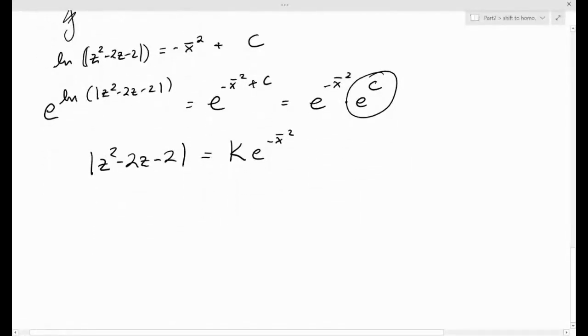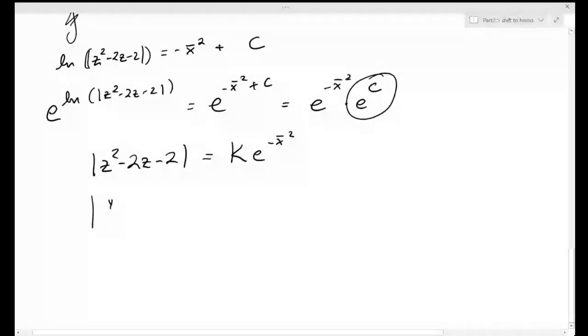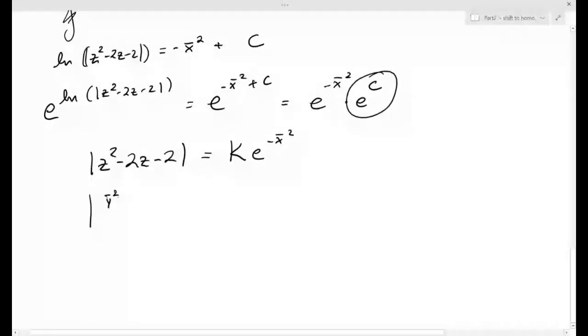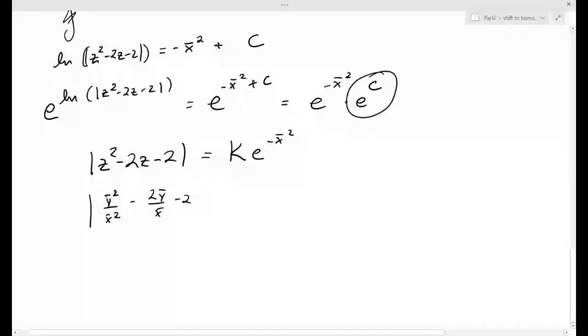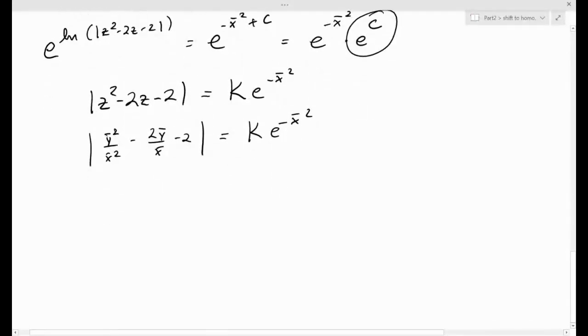And then, right, so what is z? It's y bar over x bar, so you just got to back substitute. And maybe do some aesthetic things like multiply both sides by x squared.